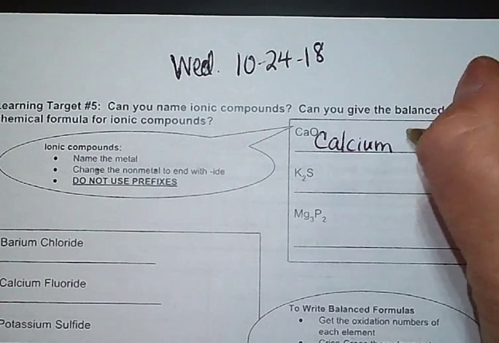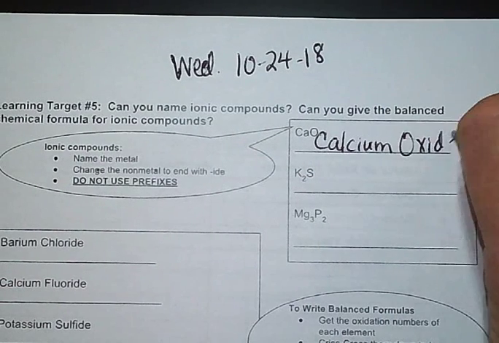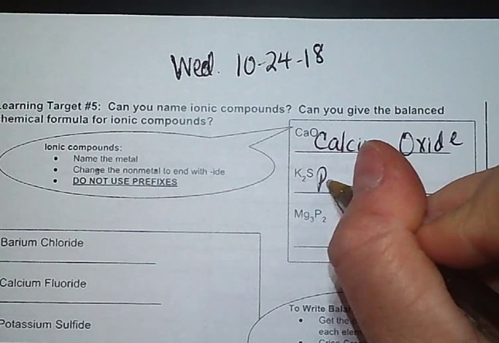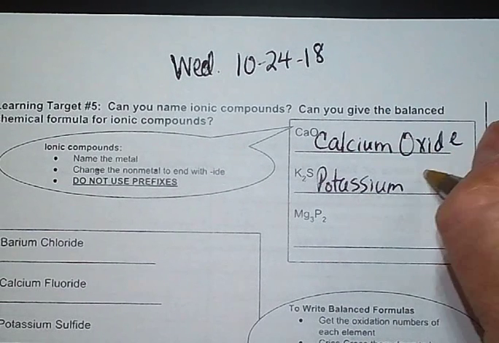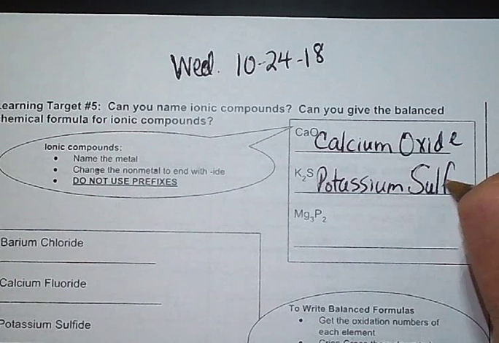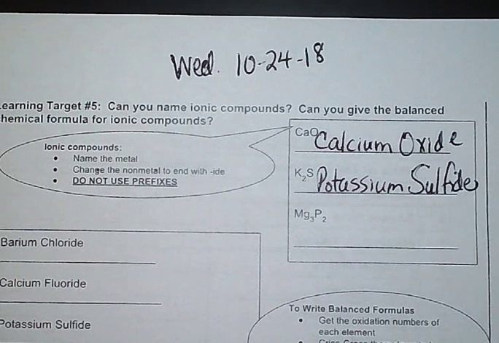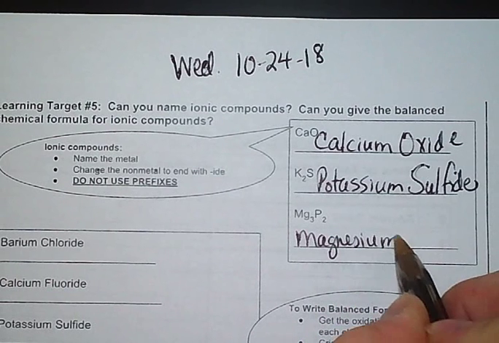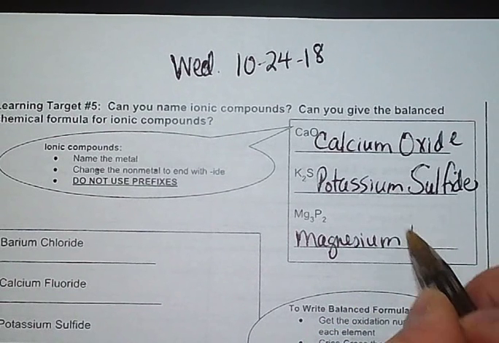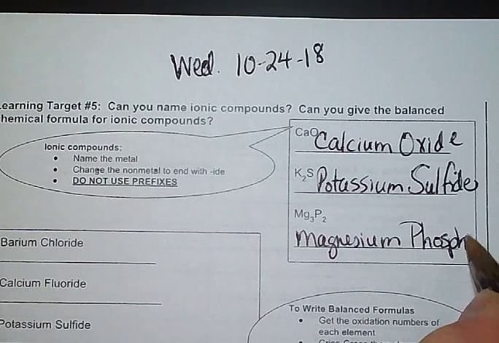So calcium oxide. Then K stands for potassium, and sulfur becomes sulfide. Mg stands for magnesium, and phosphorus is P, so that becomes phosphide.